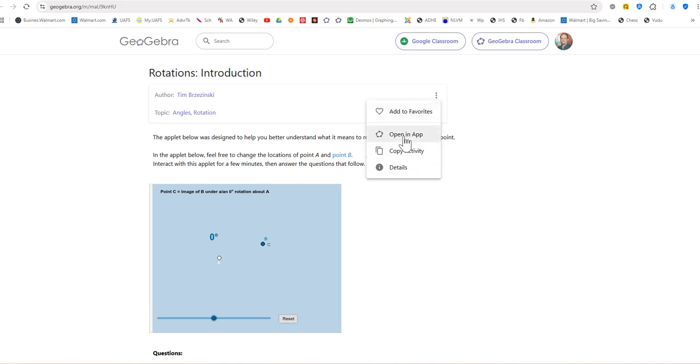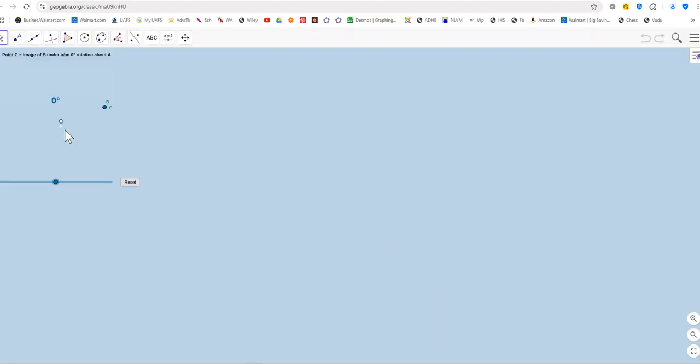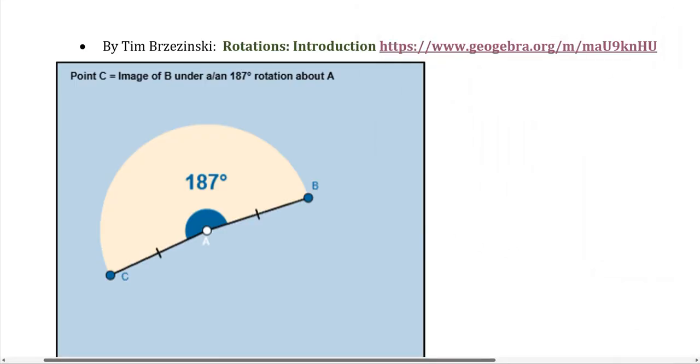So he has some text here, but let me go ahead and just open this in the app. So here we can see this rotating around. The measures are given in degrees that way, rotating in a positive direction or in a negative direction this way. Okay, so pretty simple but effective way of talking about that particular thing.